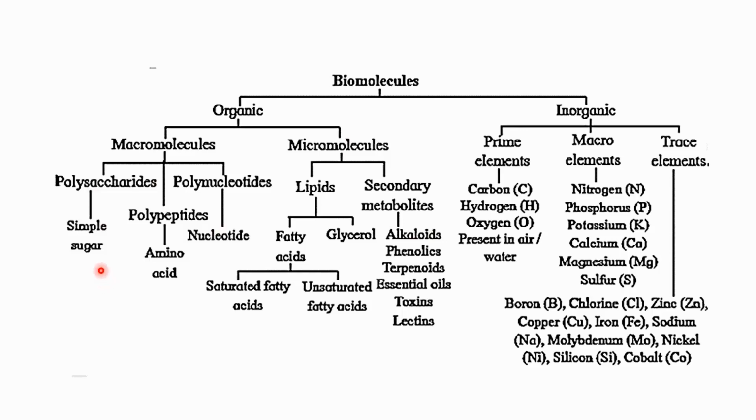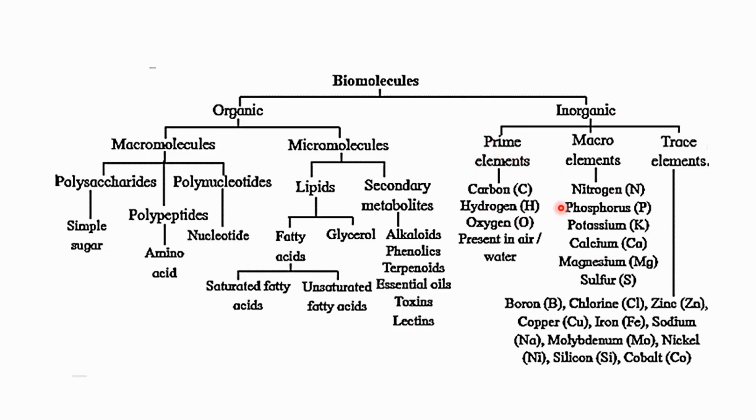These polysaccharides are further made up of simple sugars. Polypeptides are made up of amino acids. Polynucleotides are made up of nucleotides, while lipids are made up of fatty acids and glycerol. Fatty acids may be saturated fatty acids or unsaturated fatty acids. Secondary metabolites may include alkaloids, phenolics, terpenoids, essential oils, toxins, and lectins.